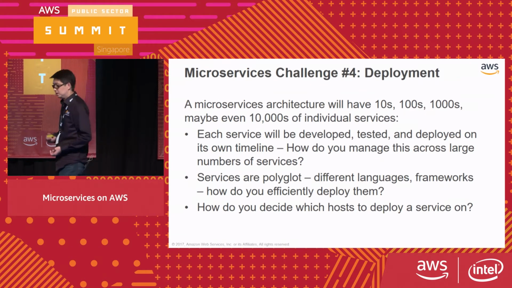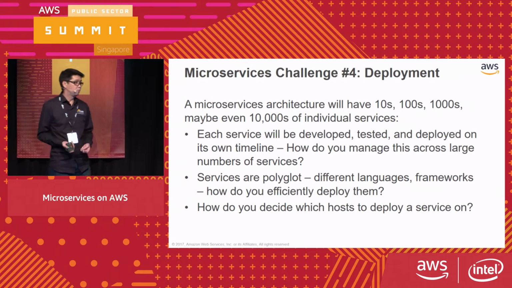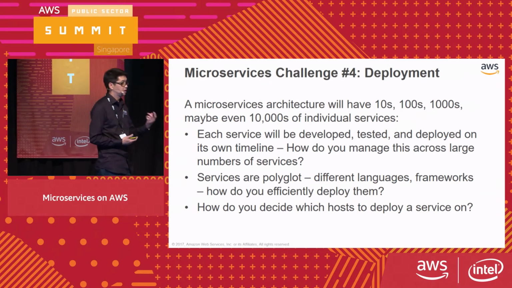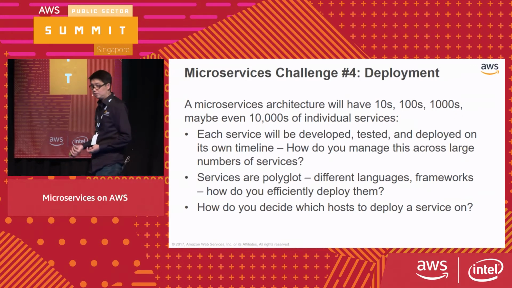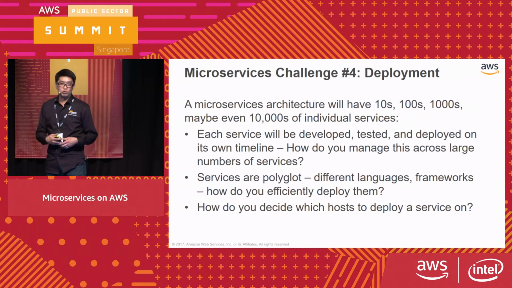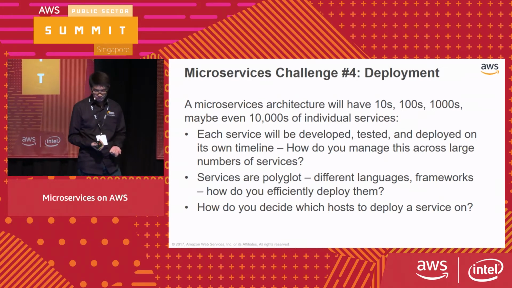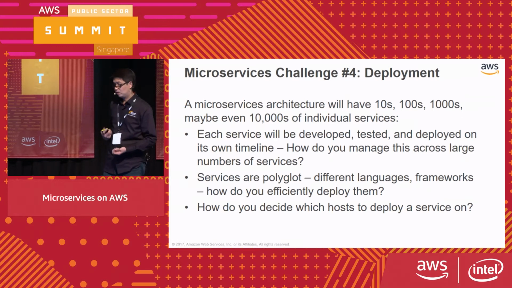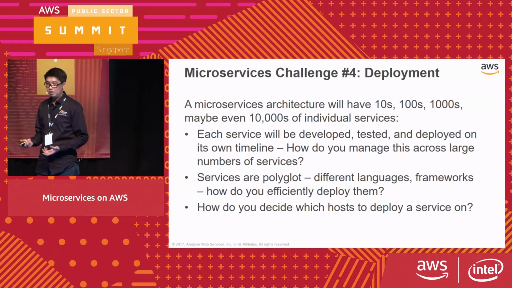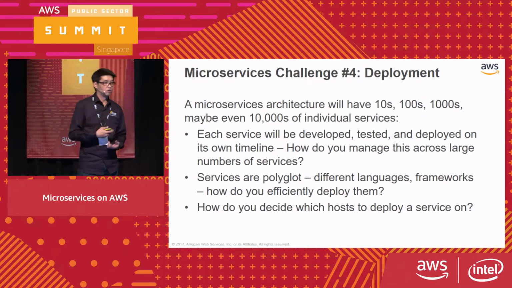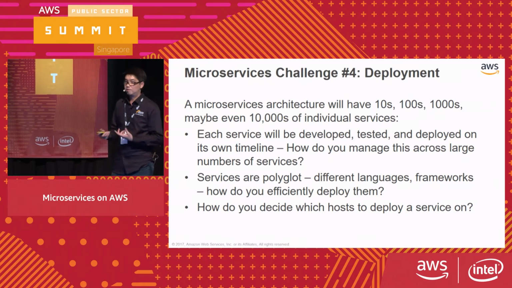Next, deployment, the same challenges itself. Each development team will have their own timeline in terms of developing their services. Some development teams will have different programming languages that they're familiar with. They're using different frameworks. So these services are polyglot. And at the end, when the development team has completed their development and built the application itself, how do you decide which host you want to run on? So you need to know which host has the available resources.